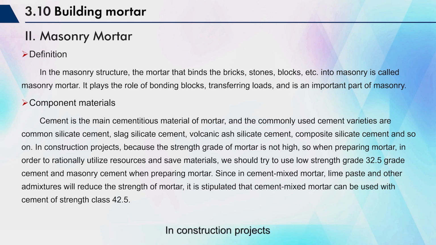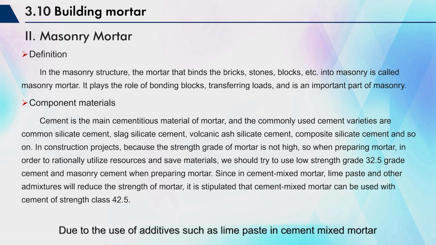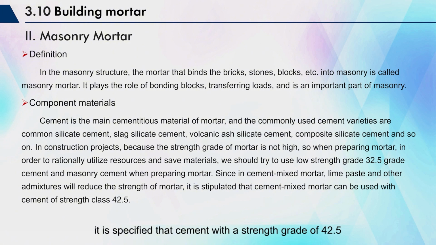In construction projects, due to the low strength grade of mortar, in order to make reasonable use of resources and save materials, it is necessary to choose low strength grade 32.5 cement and masonry cement as much as possible when preparing mortar. Due to the use of additives such as lime paste in cement mixed mortar, which can reduce the strength of the mortar, it is specified that cement with a strength grade of 42.5 can be used for cement mixed mortar.